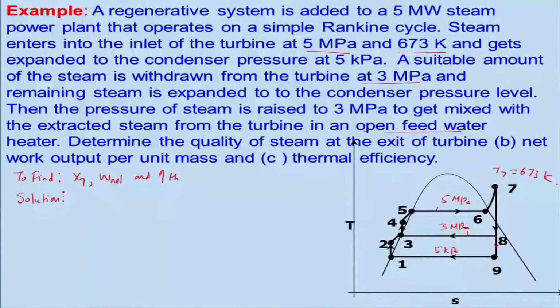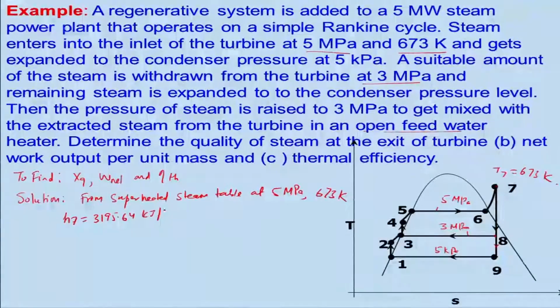So, how to go about this? We know this point, because from the superheated steam table at 5 megapascal and 673 Kelvin, I will get the properties. I can get H7, that is 3195.64 kilojoule per kg, and similarly I can get the entropy, 6.6458 kilojoule per kg Kelvin.